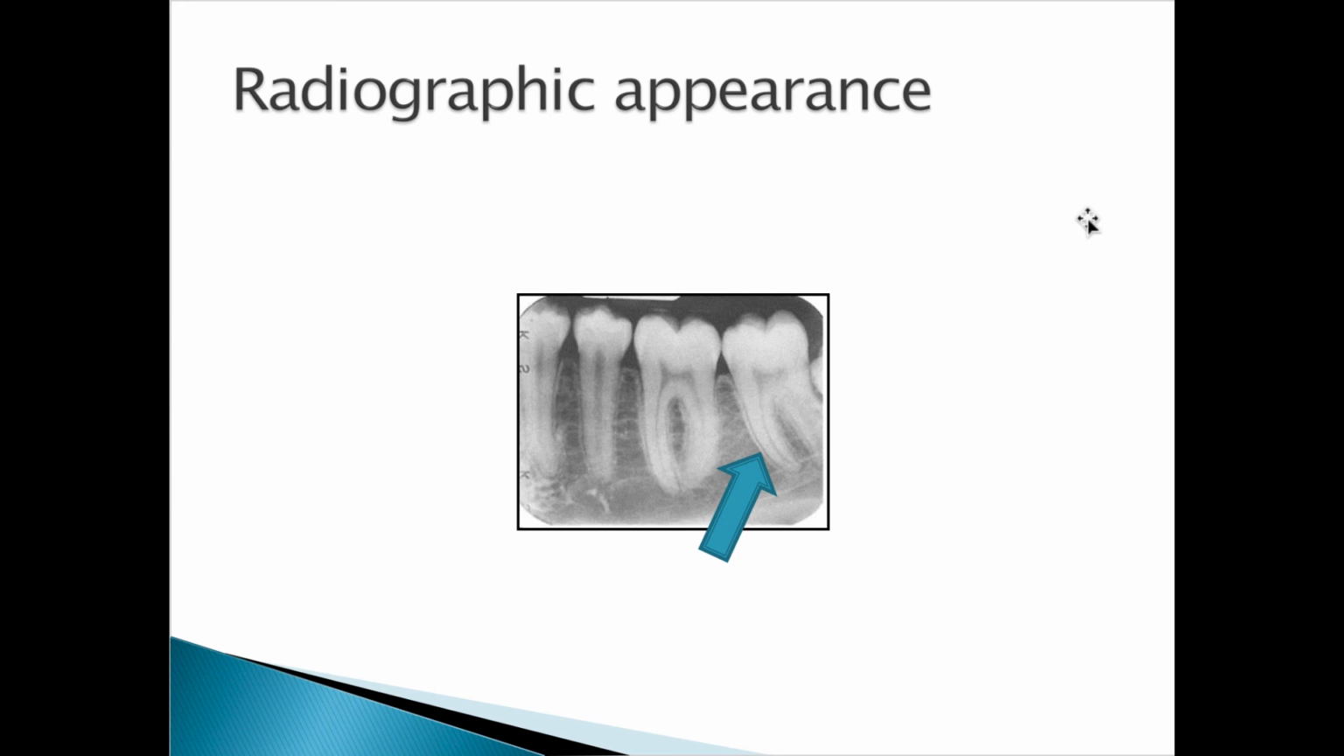Radiographically, the PDL represents itself as a dark line paralleling to the root, as represented by the large blue arrow. It appears thinner around teeth that are not in function and in unerupted teeth, but it is increased in size in teeth that have been subject to hyperfunction, known as trauma from occlusion.